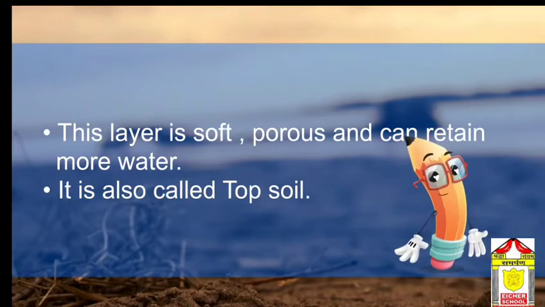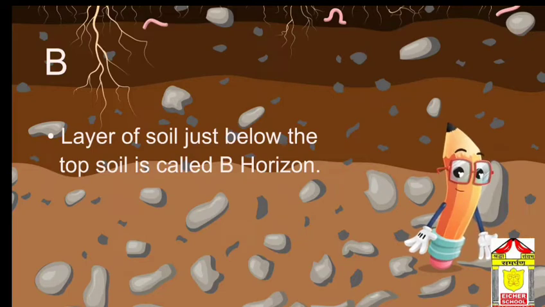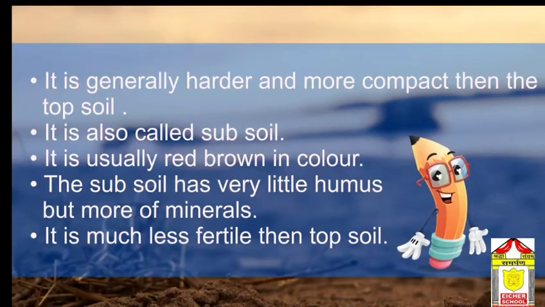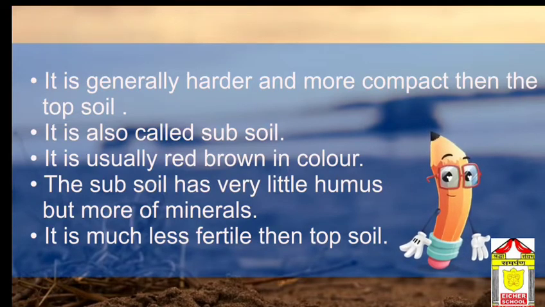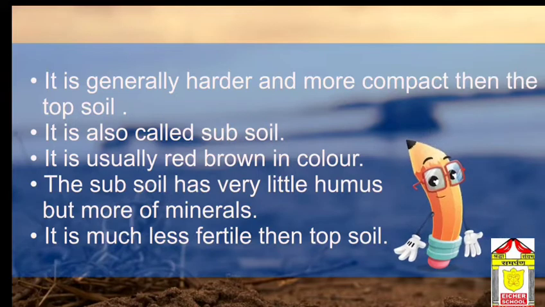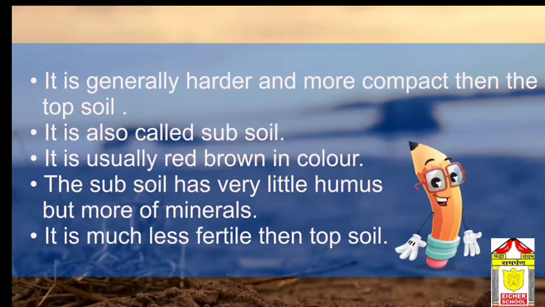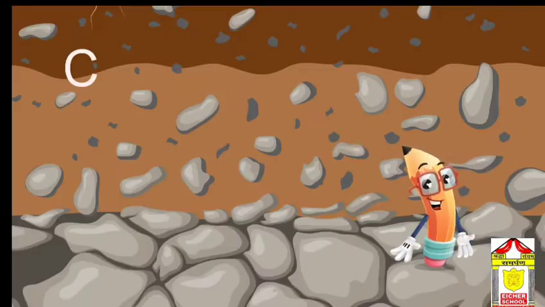Now let us discuss about B horizon. The layer of soil just below the topsoil is called B horizon. It is generally harder and more compact than the topsoil. It is also called subsoil. It usually is red-brown in color. The subsoil has very little humus but more minerals. It is much less fertile than the topsoil. So this is the second horizon, that is the B horizon.